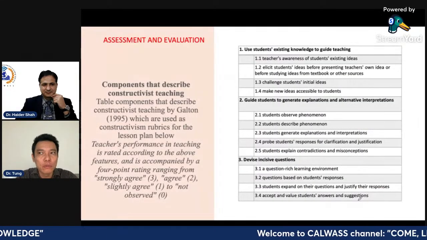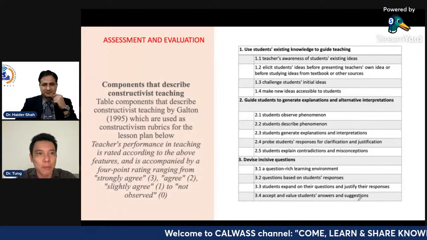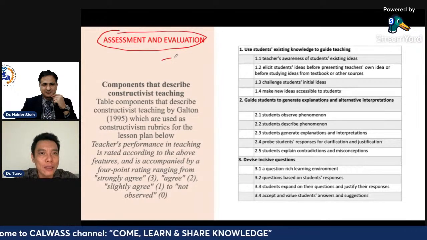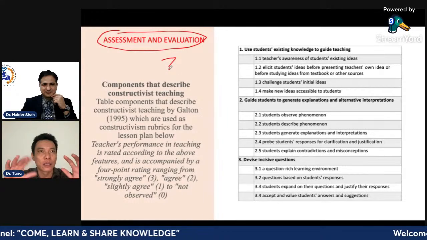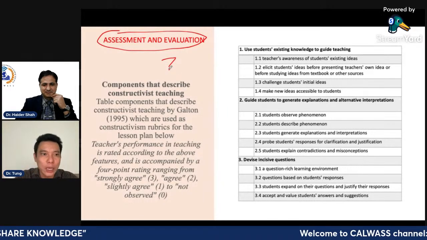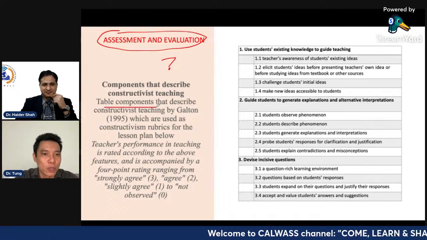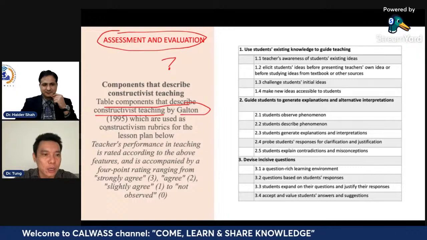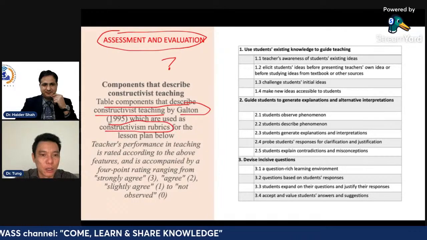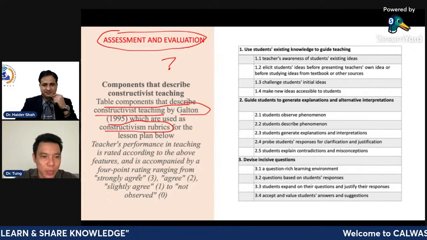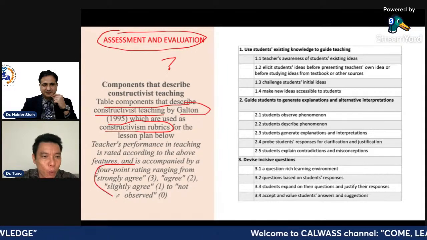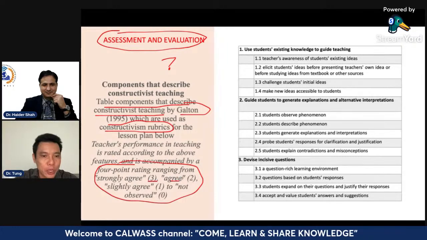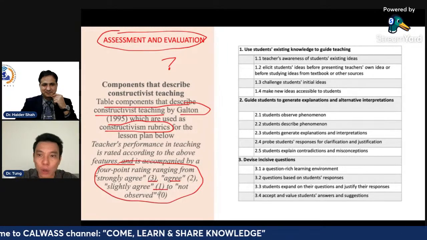Now, after you deliver the constructivism activity, your question is about assessment and evaluation. How do we assess the student after we decide on a constructivism activity? Here is the table of components that describe constructivist teaching by Galton, which is used as a constructivism rubric for the lesson. There are 6 groups of criteria, and a 4-point rating, ranging from strongly agree number 3, agree number 2, slightly agree number 1, or not observed.